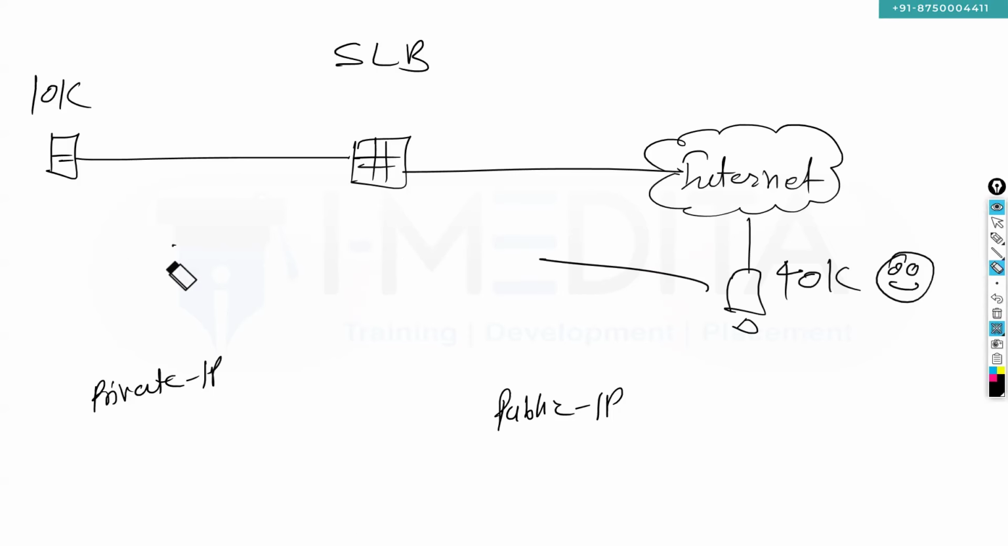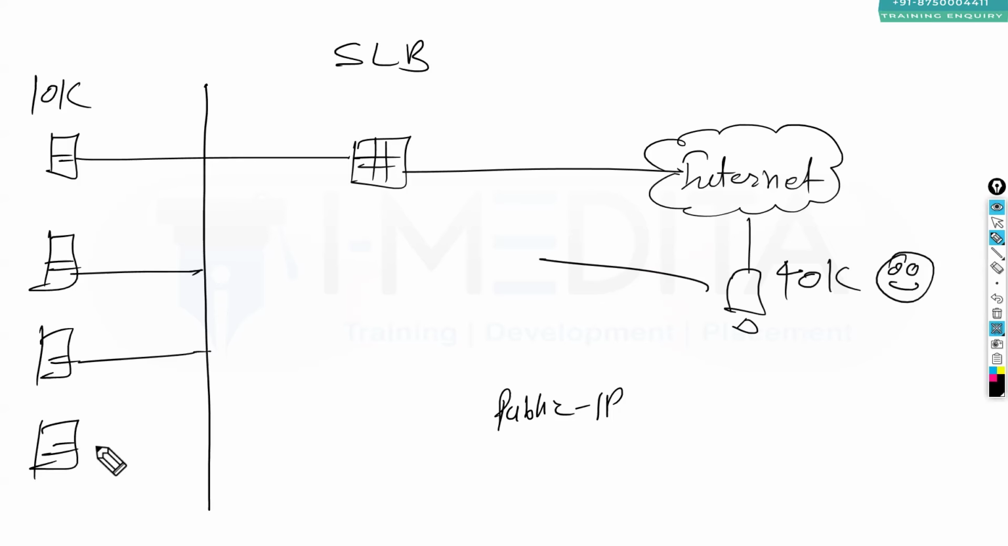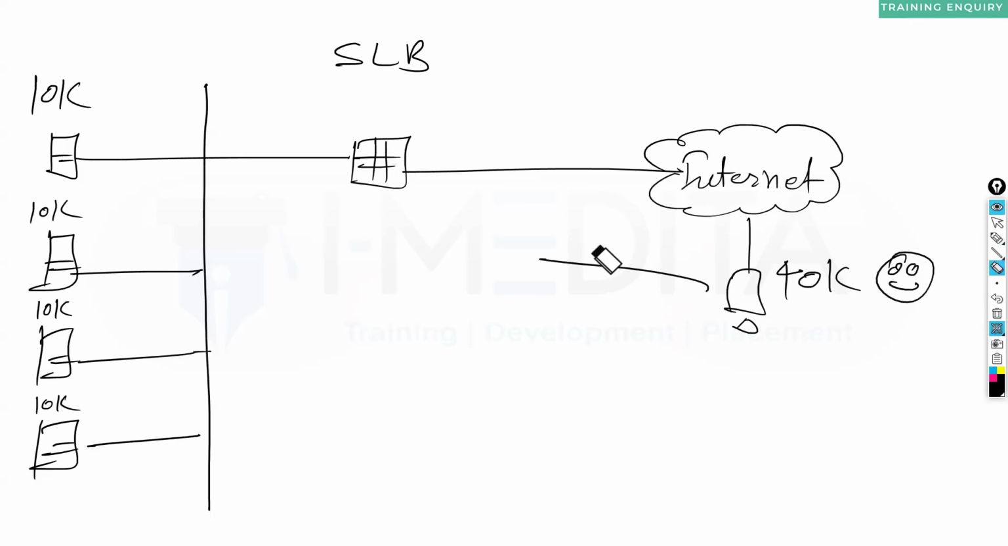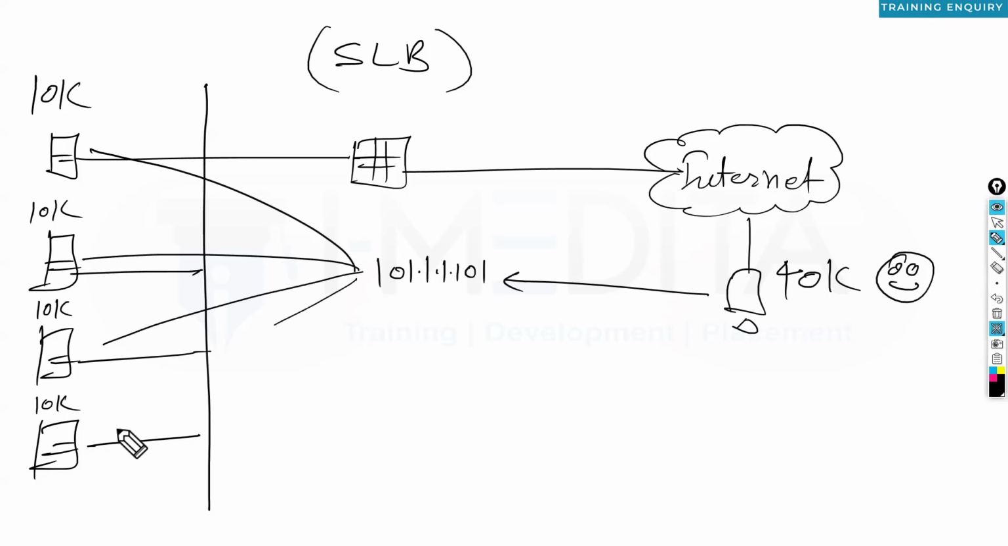In server load balancing, what will we do? We will not deploy only one server. We will deploy multiple servers like server 1, server 2, server 3, and server 4, and we are assuming that each individual server can handle 10,000 connections. So with the help of server load balancing, we will define that if anyone hits this public IP, that traffic will be distributed to server 1, server 2, server 3, and server 4.